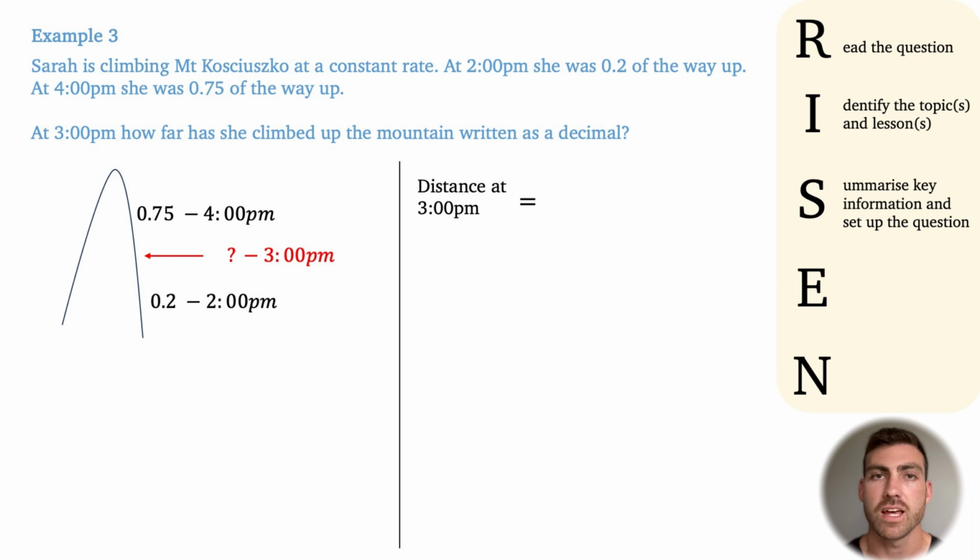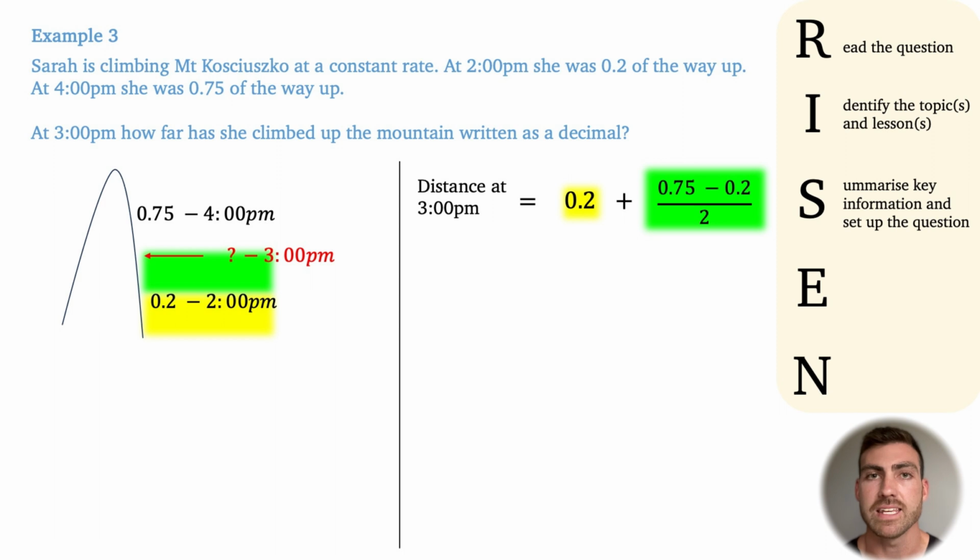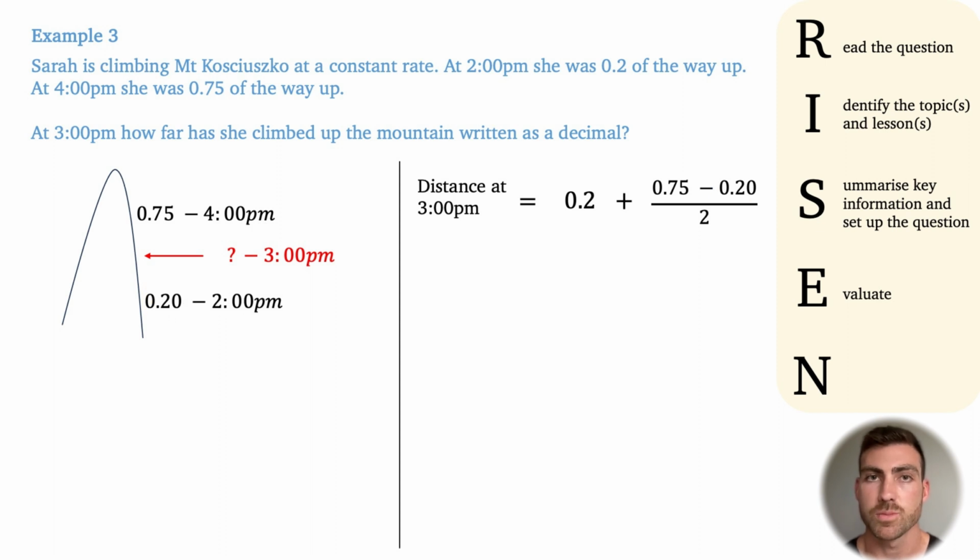To find the distance at 3 p.m., we first consider the distance traveled up to 2 p.m., which is 0.2. Then we add the exactly half distance between 0.75 and 0.2. Let's first write 0.2 as a decimal 0.20, so we are subtracting decimals with the same number of decimal places. Now let's evaluate the distance between 2 p.m. and 4 p.m., which is the difference between 0.75 and 0.2.